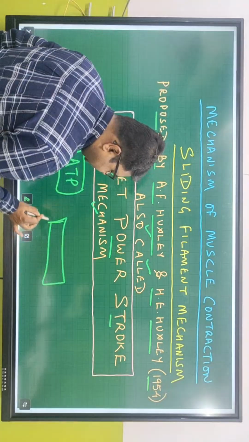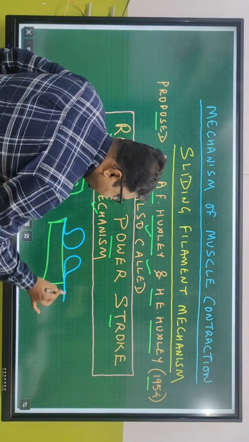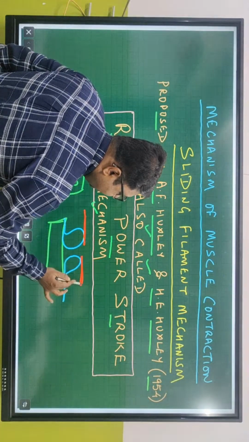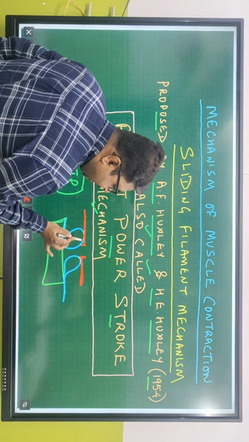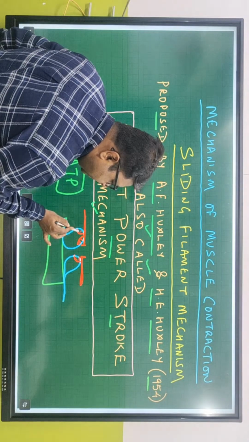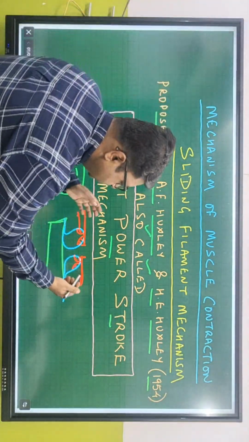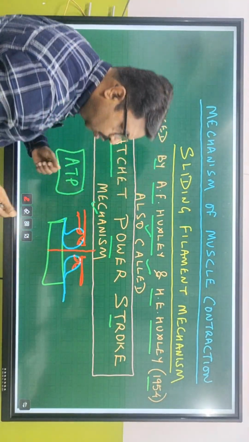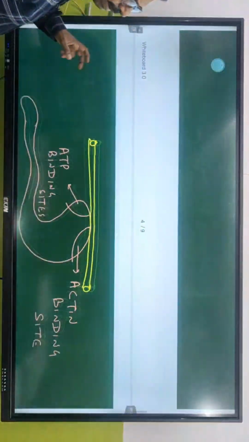That means this myosin has a myosin head, and this myosin head binds with actin. The gap in the actin filament is called the H zone. It binds with the help of the actin binding site, and it needs ATP, so it has an ATP binding site. It needs ATP to pull these two close together, making the H zone diminish, or reducing the H zone gap.